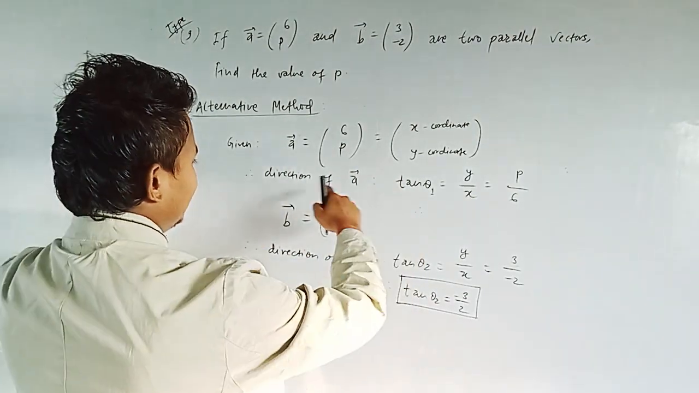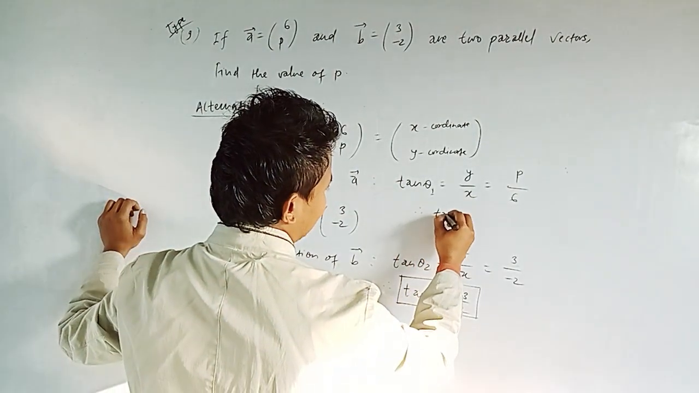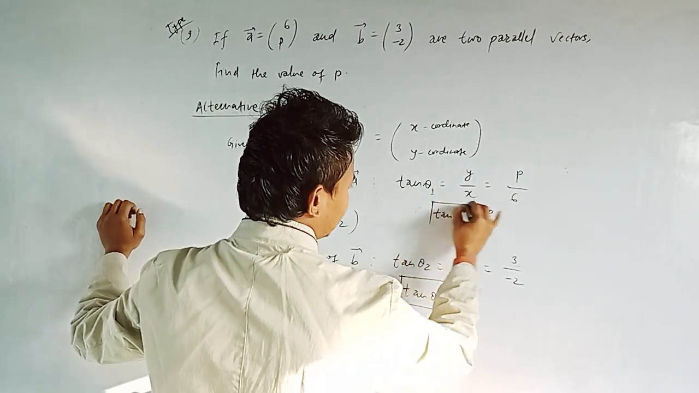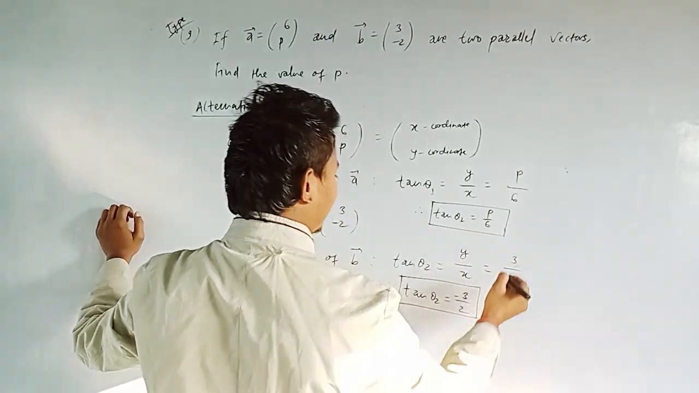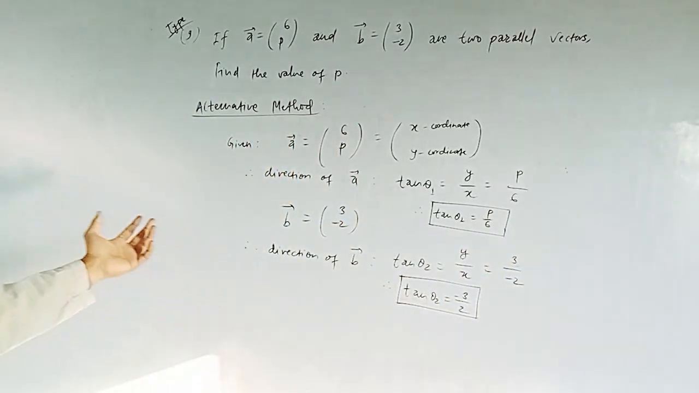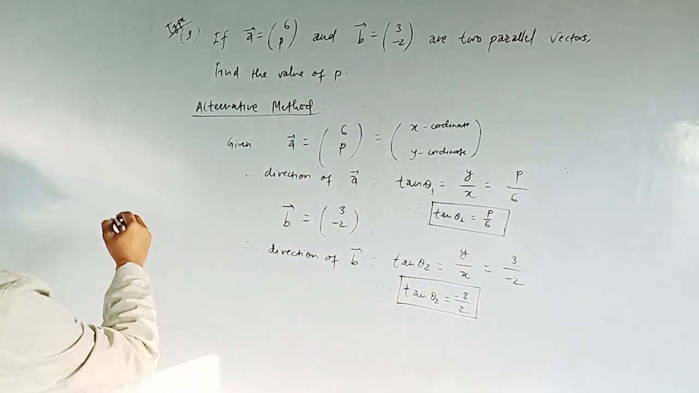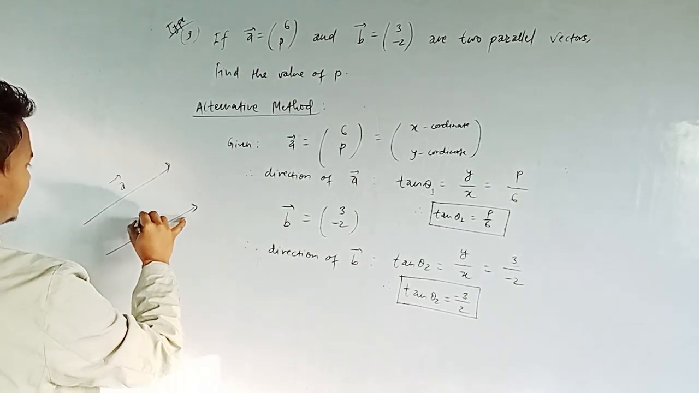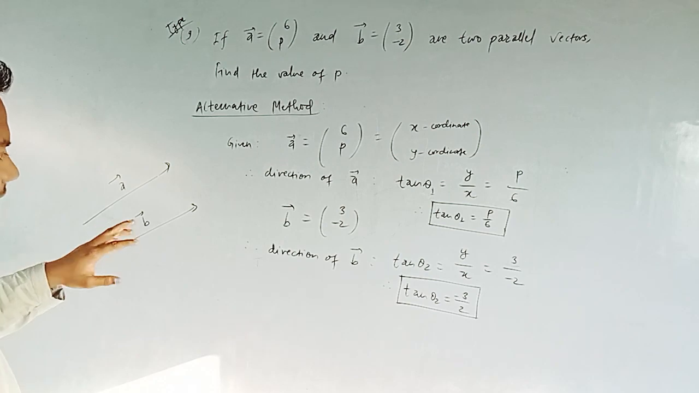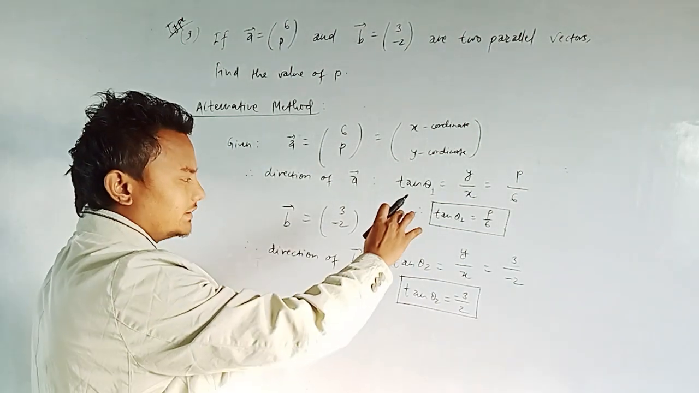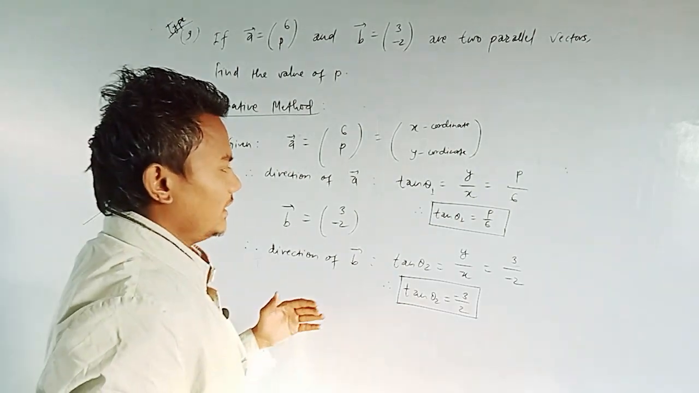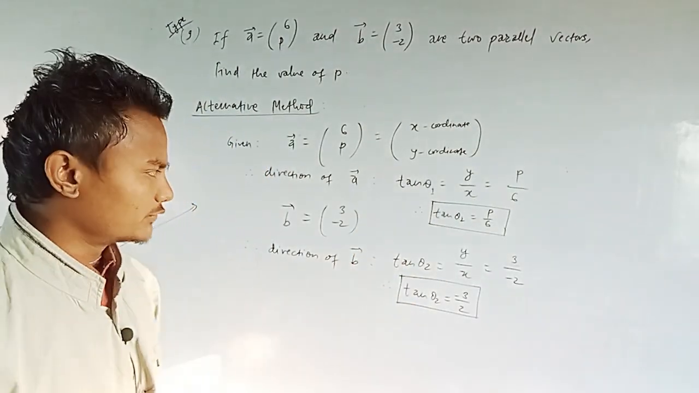Similarly, we also have the direction of vector A, that is tan theta 1, equal to p by 6. So these two are the directions of these two different vectors. This is the first one, that is A, and this is the second one, B. If these two vectors are parallel, then the angles between them must be equal.